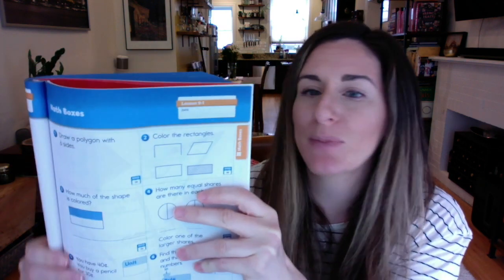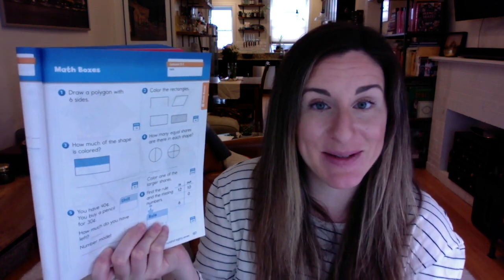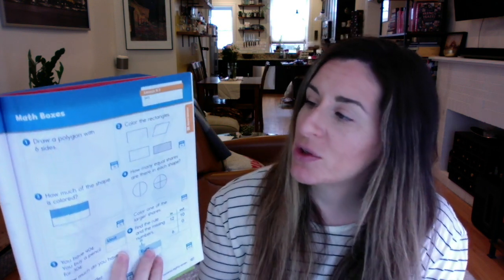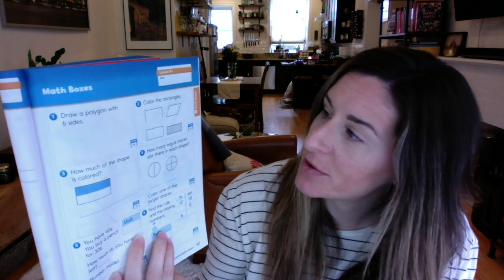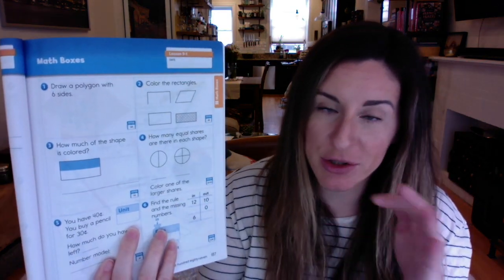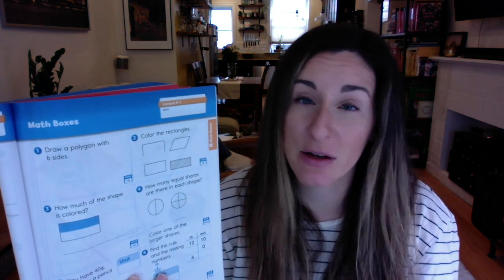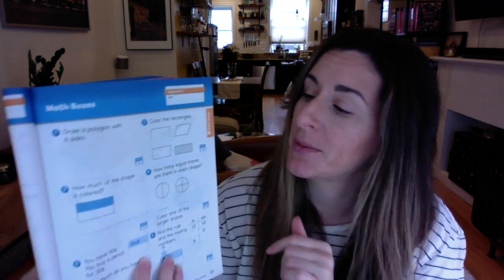We are going to do page 187, which is right here, and that's another set of math boxes. So let's get started. Number 1 says, draw a polygon with 6 sides. Now that might end up being a hexagon, or it might end up being a shape that you've never even seen before because you made it up. But it has to have 6 sides. Number 2 says, color the rectangles. So that means there are some shapes on number 2 that are not rectangles. You're not going to color those shapes. Only color the rectangles.